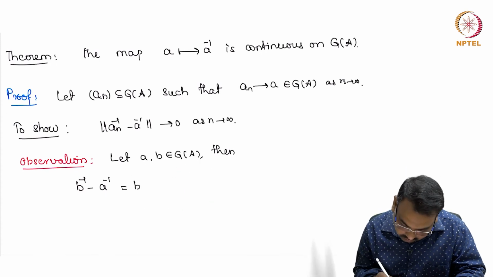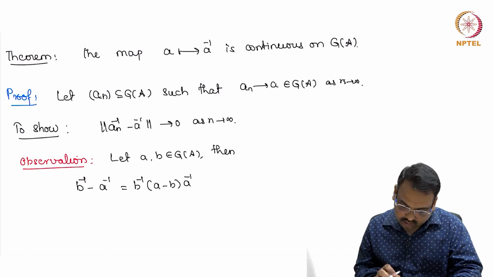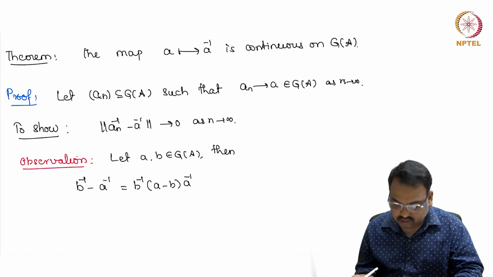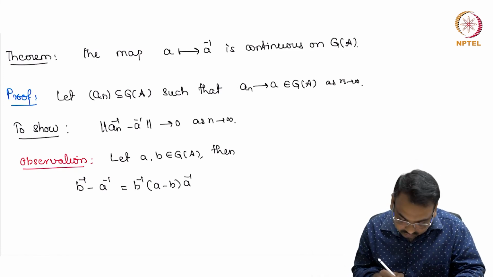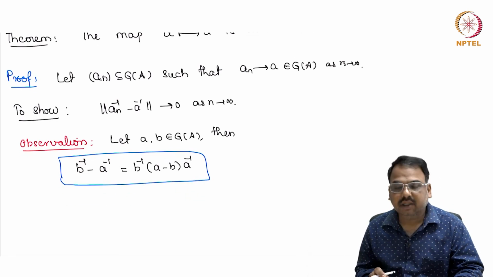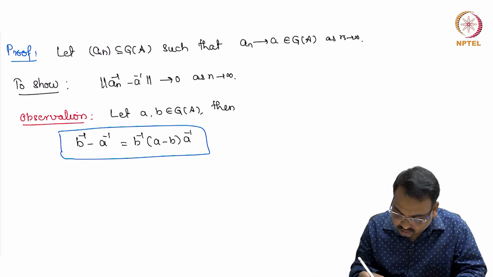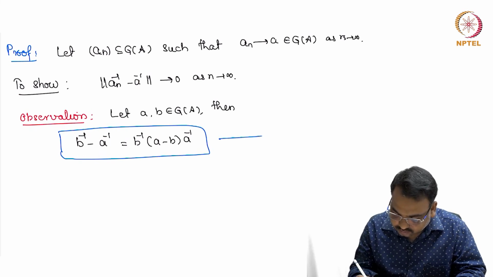So this is B inverse minus A inverse equals B inverse (A minus B) A inverse. Okay, so this is a very useful formula we will be using again and again. Now we want to estimate the norm of A_n inverse minus A inverse. Let us call this star.